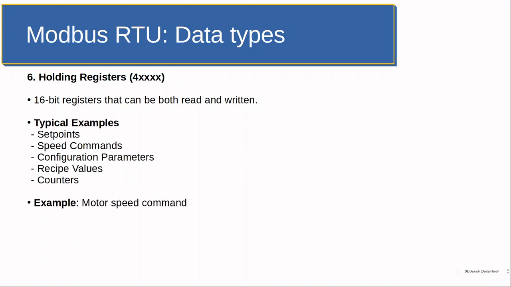And I have here an example. The best example is a motor speed command. So let us say we have a master that tells the register 40,001 of a PLC device to set its value to 1500. Let us say that the speed of the motor is mapped to the register 40,001. This means that the motor speed will be set to 1500 revolutions per minute.